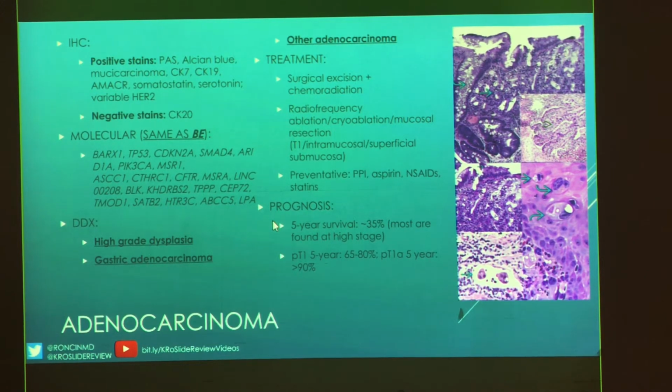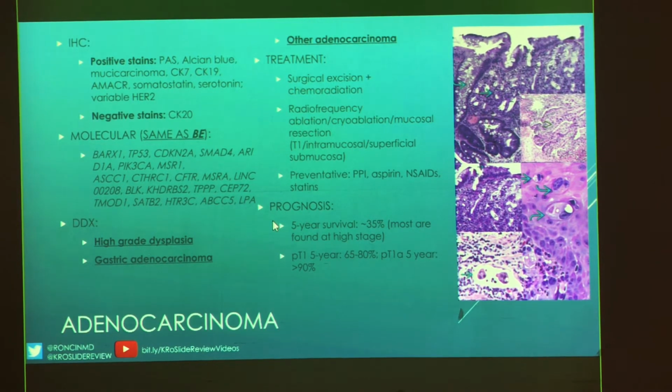Treatment, they're going to excise it, and they're going to do chemoradiation. If it's really small, a T1 lesion, which means it's just intramucosal or superficial submucosal involvement, they could consider doing ablation, whether it's radiofrequency cryoablation or even just doing a mucosal resection. And they can also do preventative therapies with these, which would include your PPI, aspirin, NSAIDs and statins. So all those things that were in the history as the patient shouldn't have use of this for risk factors are actually things that they can use as preventative treatments.